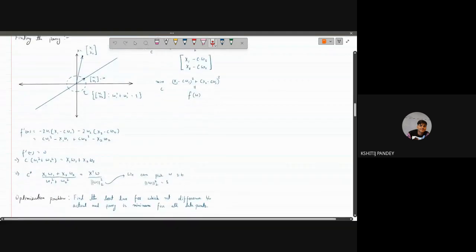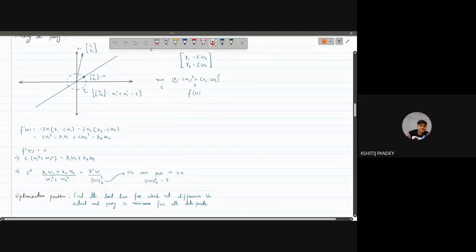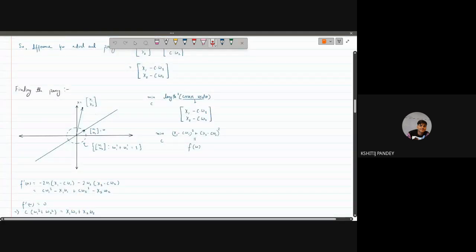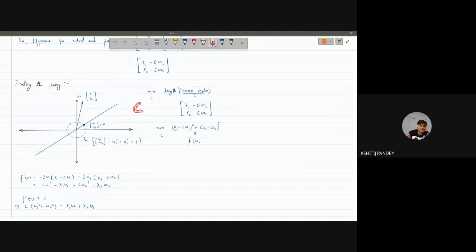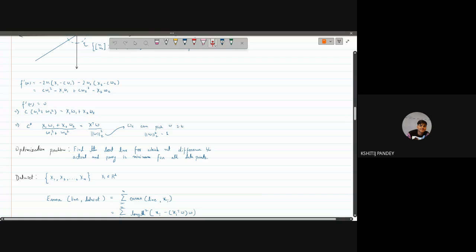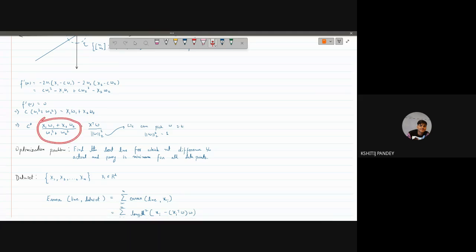Then differentiate it with respect to C, because here we can find C, right? Let's say in general we have a fixed W to be some vector. So we can find the value of C. This we have already done in previous classes. Differentiate, and this will be the value of C. Basically, it is the dot product of X with W vector divided by norm square of W. And we can always pick such a W where norm square is 1.